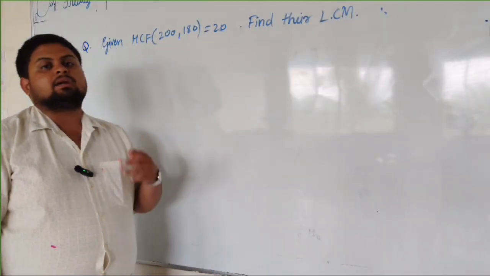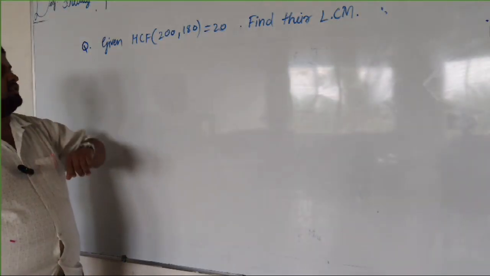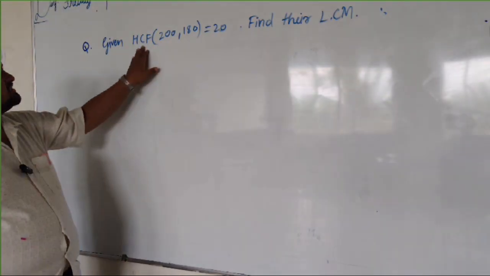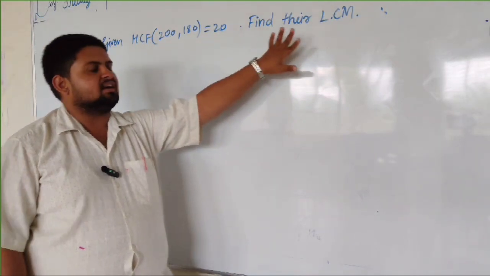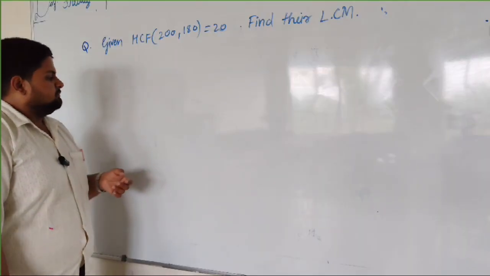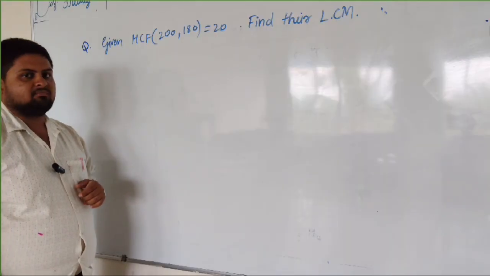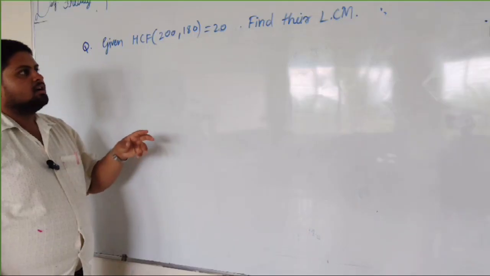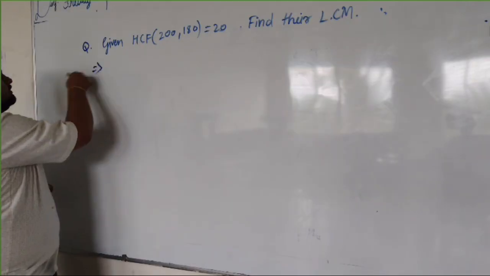One more kind of question that we might face in such topics is this. Now read the question and try to understand it first. Given HCF of 200 and 180 is equal to 20, find their LCM. You can also find LCM by the usual method, but in the previous video, we have learned one relation between HCF and LCM. This relation can also be used when HCF is known and the numbers are known, and the LCM can be calculated shortly.